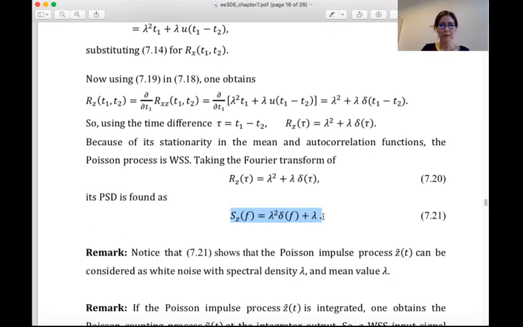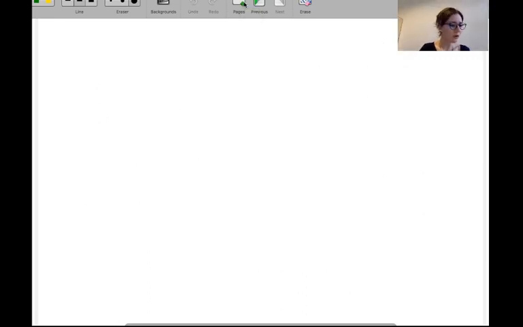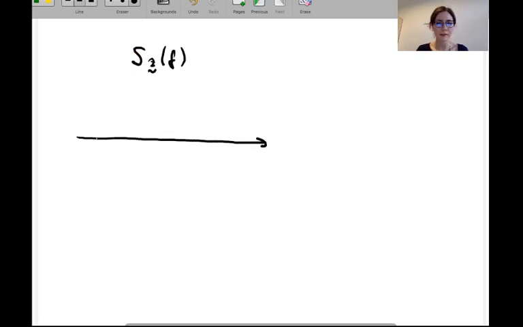What's interesting here is, let's maybe just draw it. So the PSD of the Poisson impulse process is something that looks like this. It has a constant term lambda, and then it has an impulse. I'll just use another color for the impulse to make it clear. There's an impulse at f equals 0, an impulse of strength lambda square.